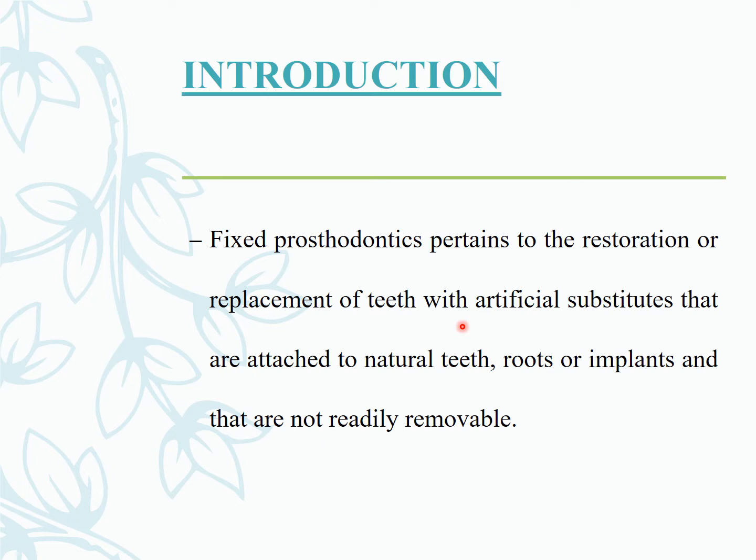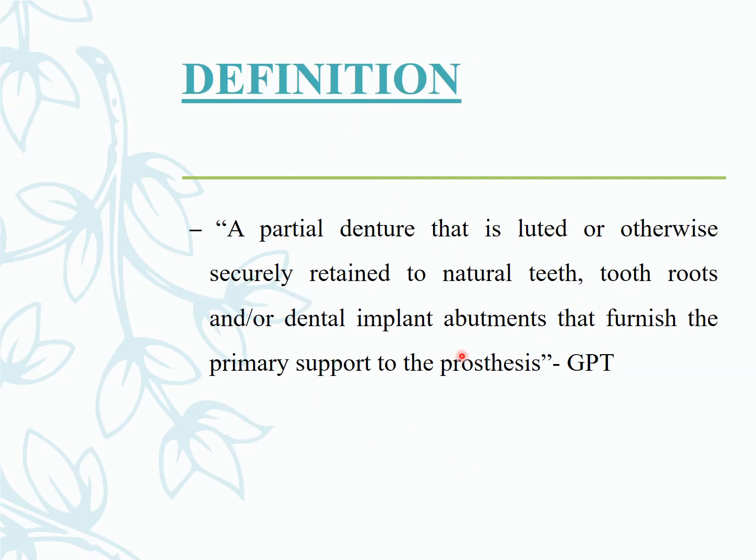Okay, coming to the introduction. Fixed prosthodontics consists of restorations or replacements of teeth with artificial substitutes that are attached to the natural teeth, root, or implant, and that are not readily removable. Okay, so they are fixed. Coming to the definition according to GPT, that is Glossary of Prosthodontic Terms: a partial denture that is luted or otherwise securely retained to natural teeth, tooth roots, and/or dental implant abutments that furnish the primary support to the prosthesis.